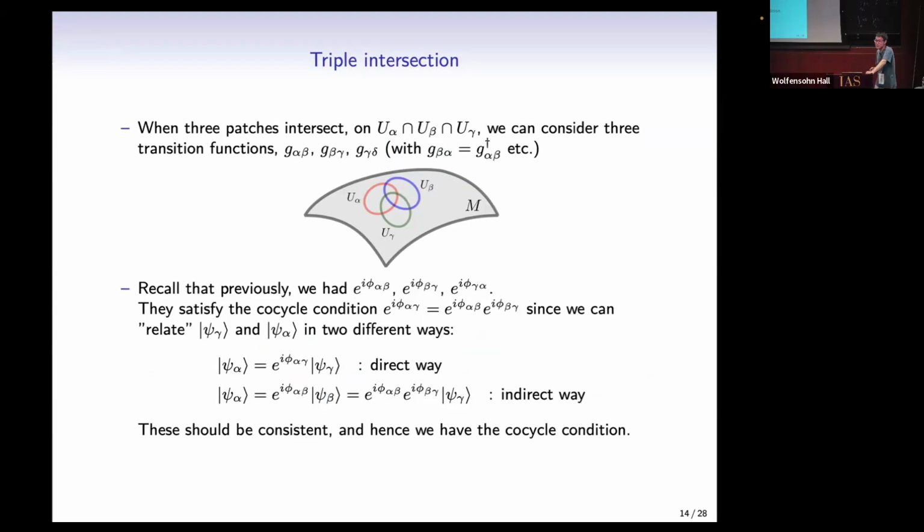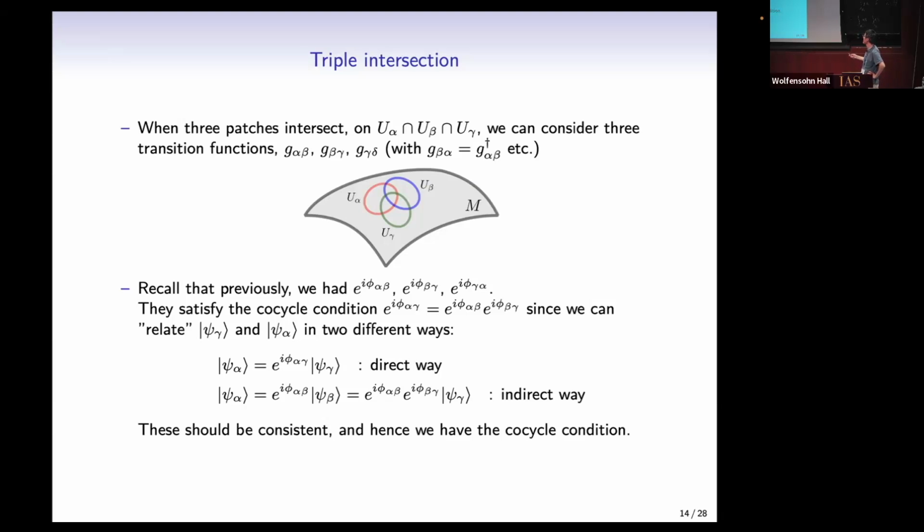But before discussing MPS, let's just discuss the triple intersection for the regular Berry phase. For the regular Berry phase, we also had the transition function or gauge transformation. I'm using exponential form: phi alpha beta, phi beta gamma, phi gamma alpha. If I have three intersections, we can derive the relation among these transition functions, and it simply follows from this argument.